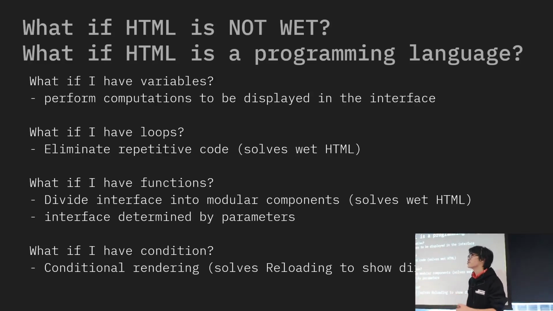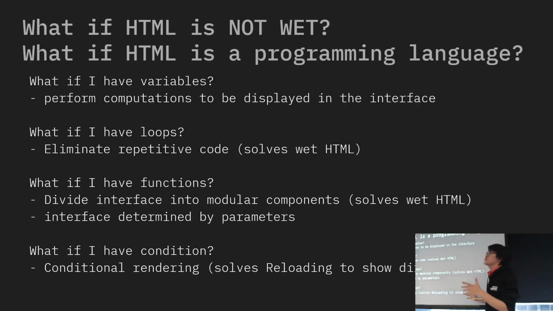But furthermore, what if your interface is defined or determined by parameters? Then that means certain parts of your interface actually change based on what you give it, because that's what functions are. Next, what if I have conditions? So I have what's called conditional rendering. It solves our problem with reloading to show different views.